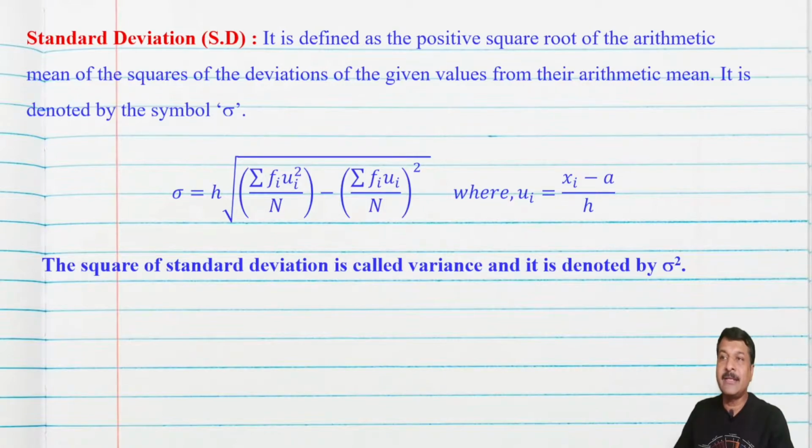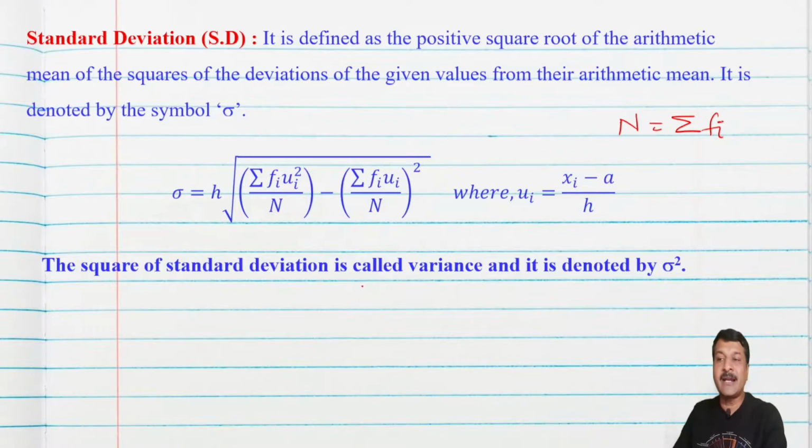Now the standard deviation. It is defined as the positive square root of the arithmetic mean of the squares of the deviations of the given values from their arithmetic mean. It is denoted by the symbol sigma. So sigma equals h times the square root of summation fi ui square upon n, minus summation fi ui upon n, whole square. Again note that n means summation of fi. So carefully remember this formula of standard deviation, where ui equals xi minus a upon h.